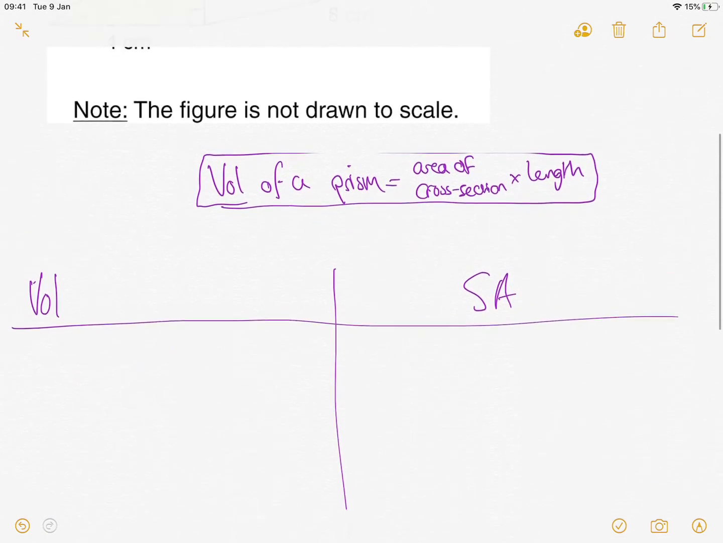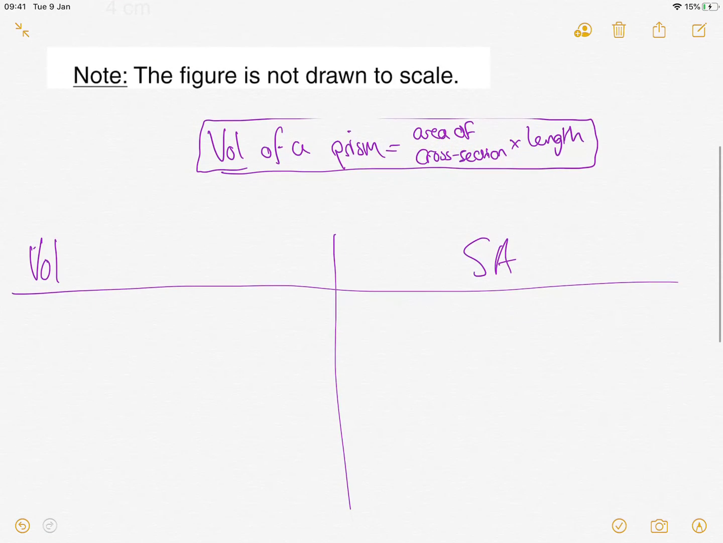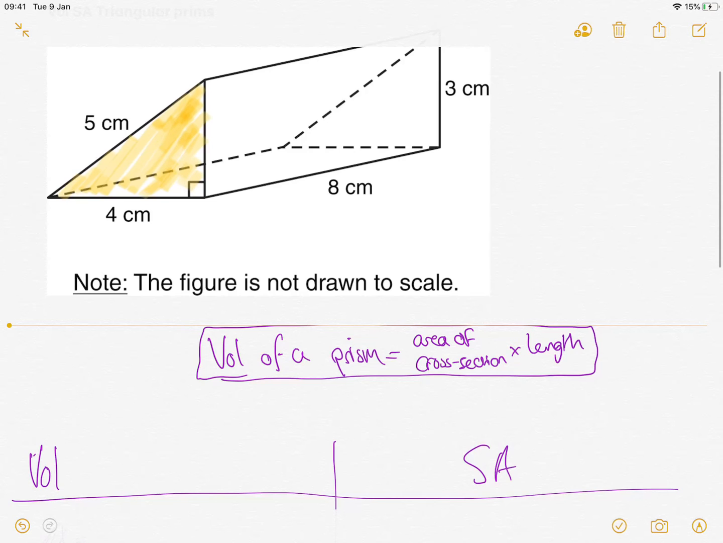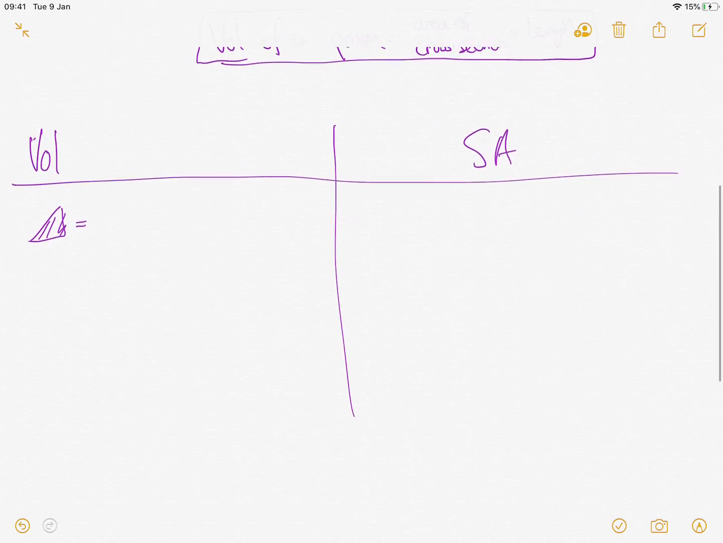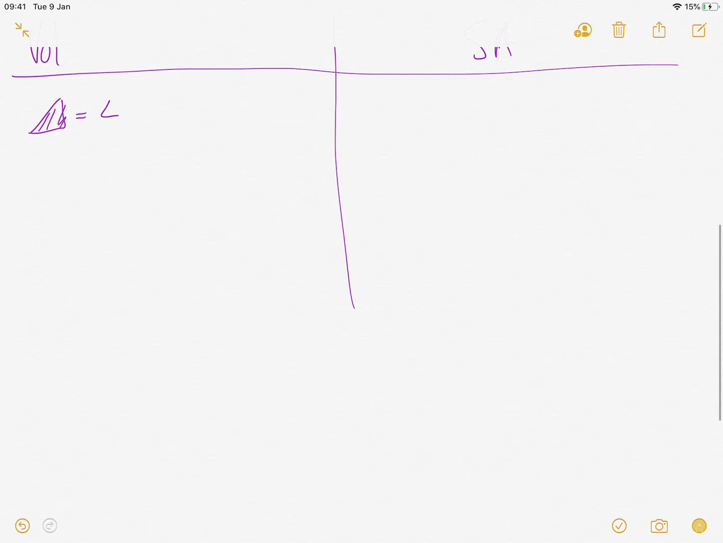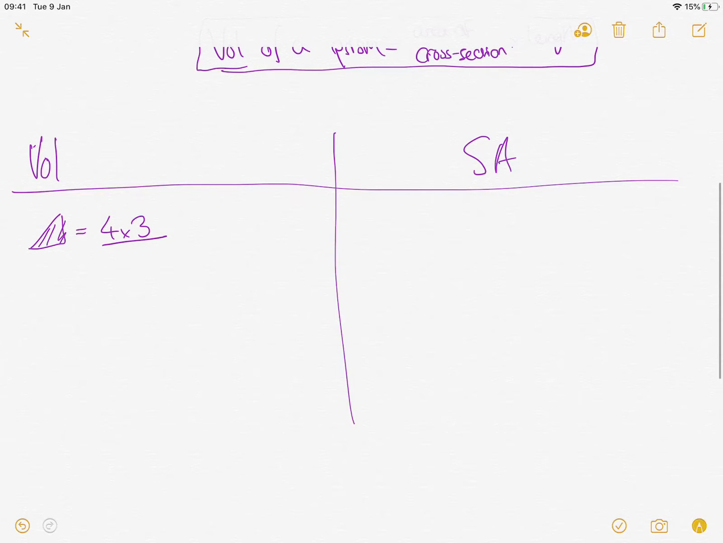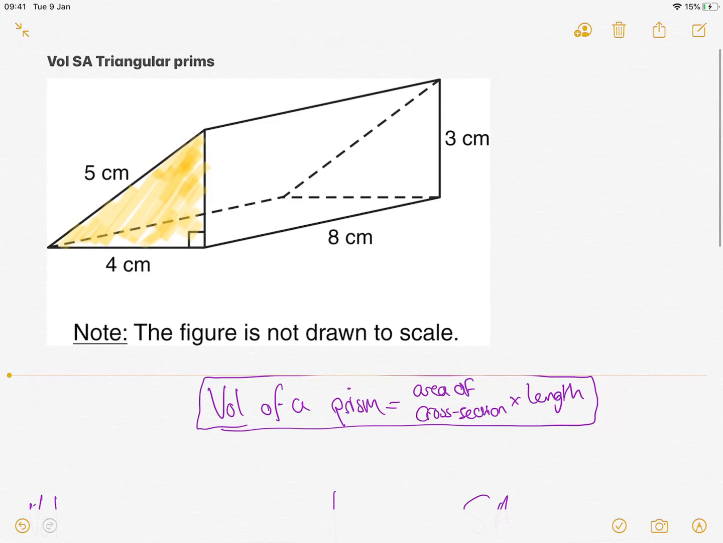So volume, we need the area of that front face. It's a triangle, so the area of that is equal to base times height. Well, base is 4, height is 3. And then because it's a triangle, it's half a rectangle, so I need to divide that by 2. So 4 times 3 is 12, half that is 6. So the area of that face is 6 centimeters squared.